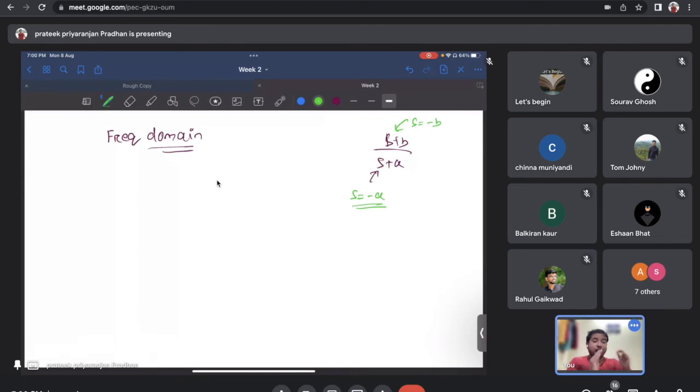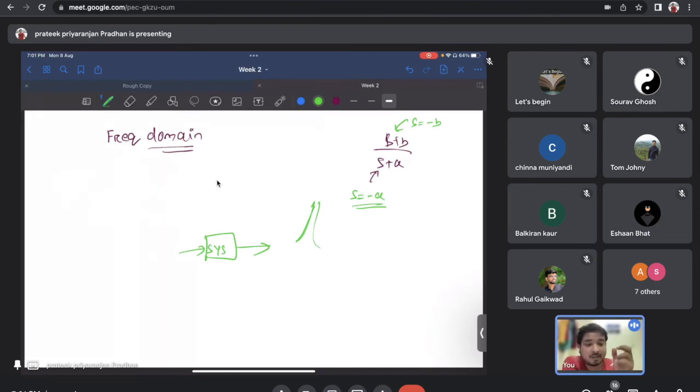My system's output, whatever I'm getting, becomes blown away. It becomes infinite. But when I put s equal to the zero, the output becomes 0. So the application is when we are designing filters.